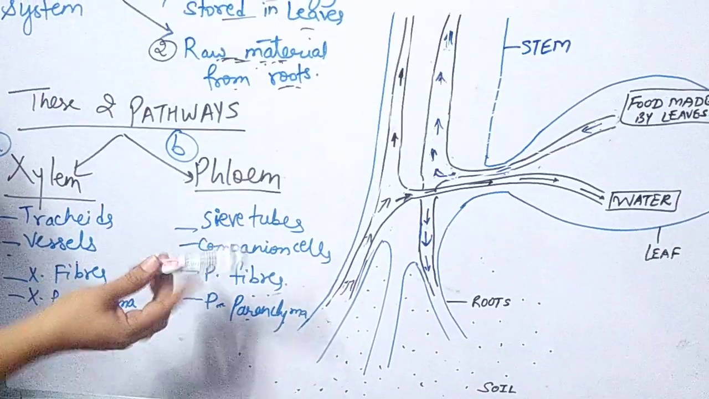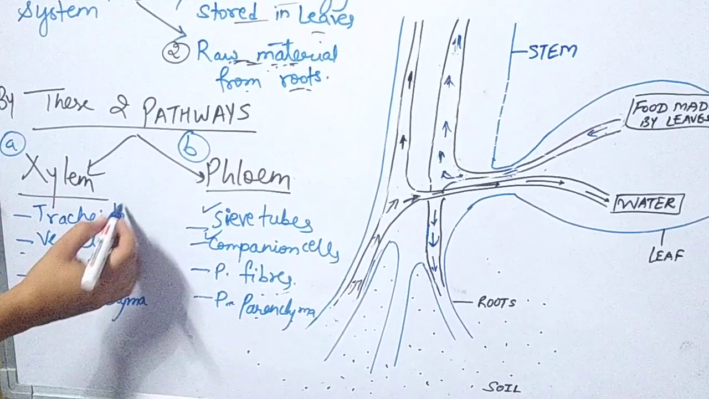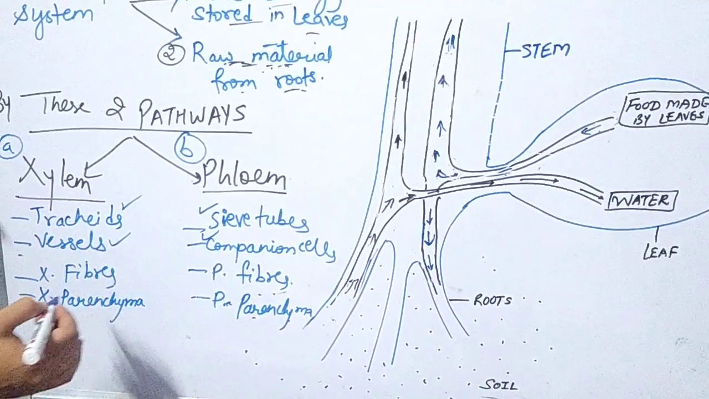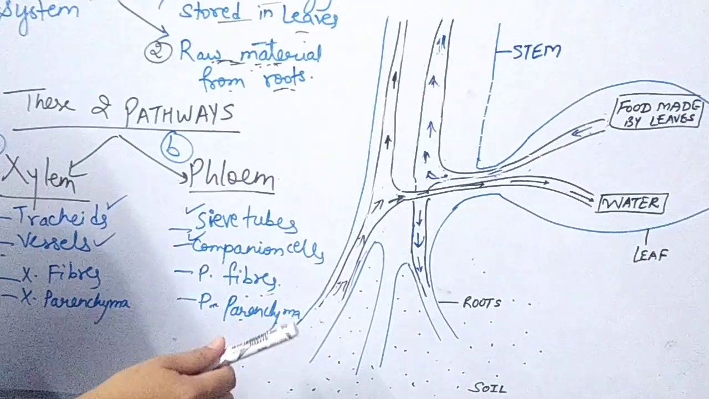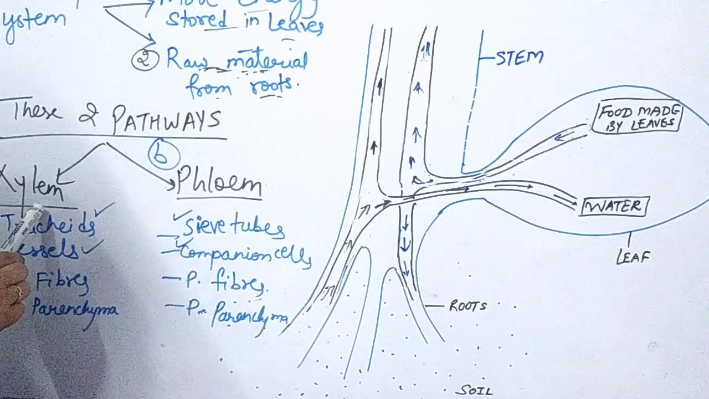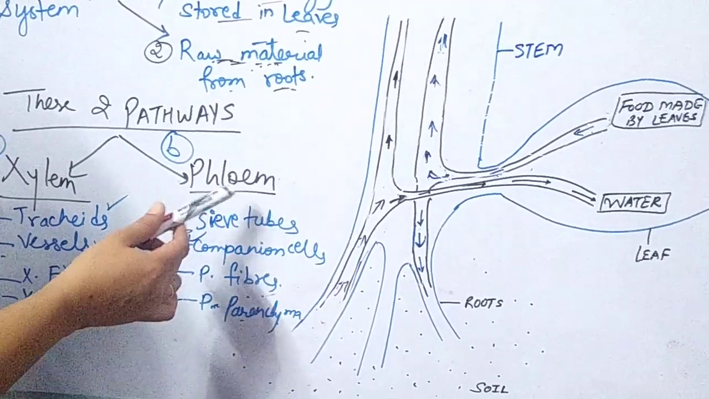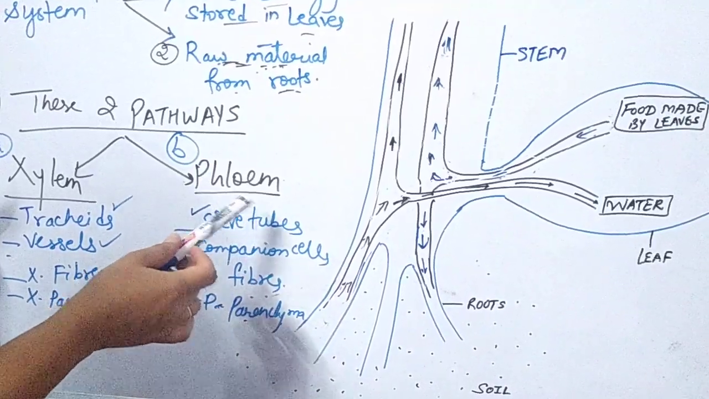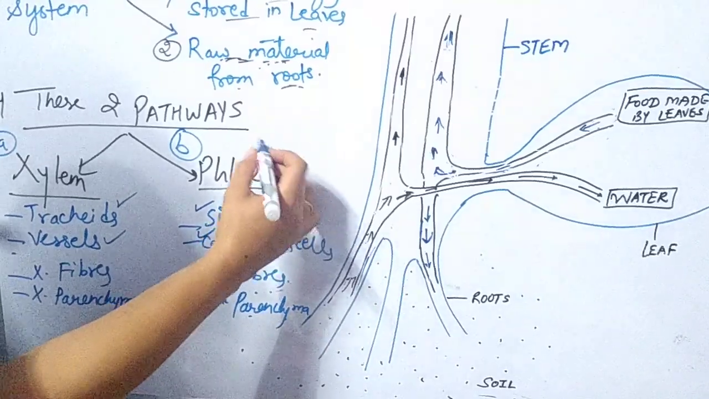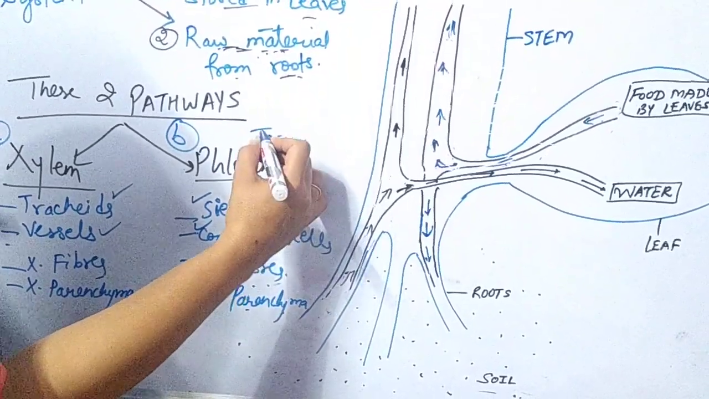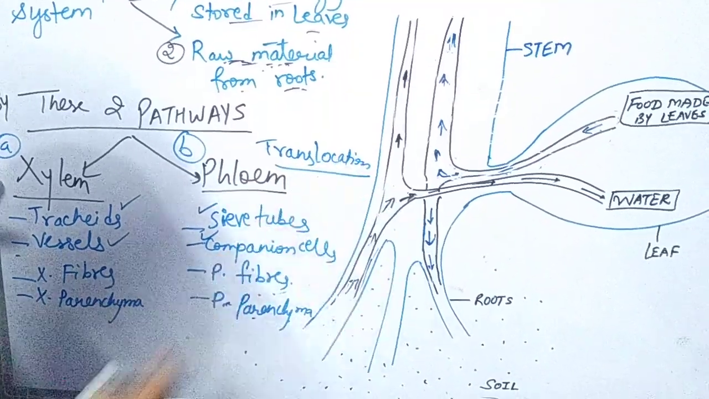In the phloem, sieve tubes and companion cells are the conducting tissues, and in the xylem, tracheids and vessels are the conducting tissues. You can see in the diagram that xylem transports water and minerals, which is simply called transportation of water. But phloem transports the food prepared by the leaves to all over the body parts of the plant, and that is called translocation. That is the location of food in different cells, right?